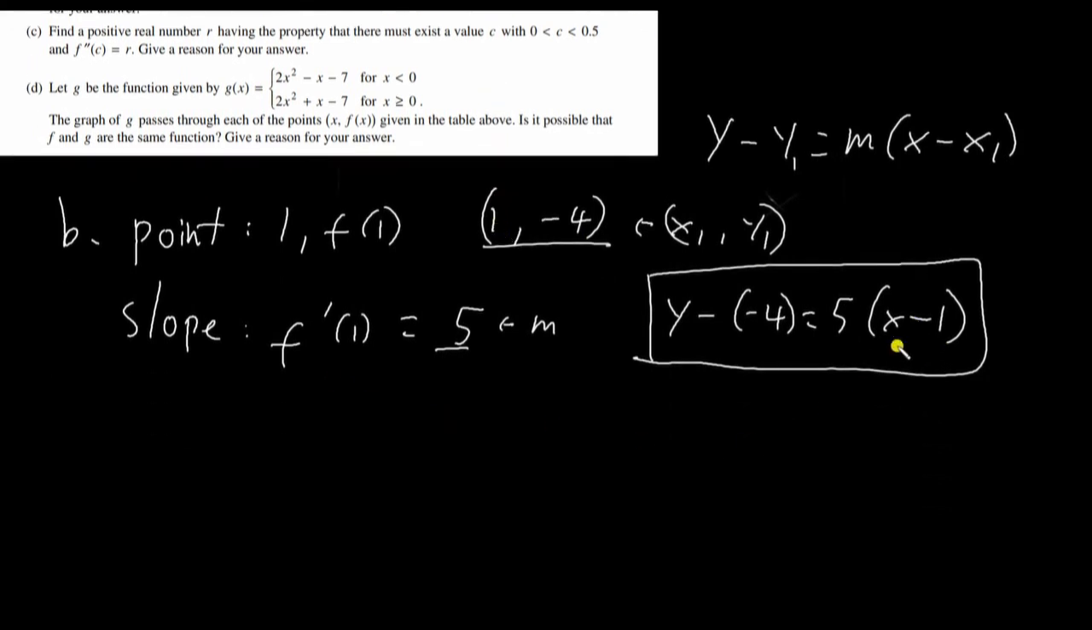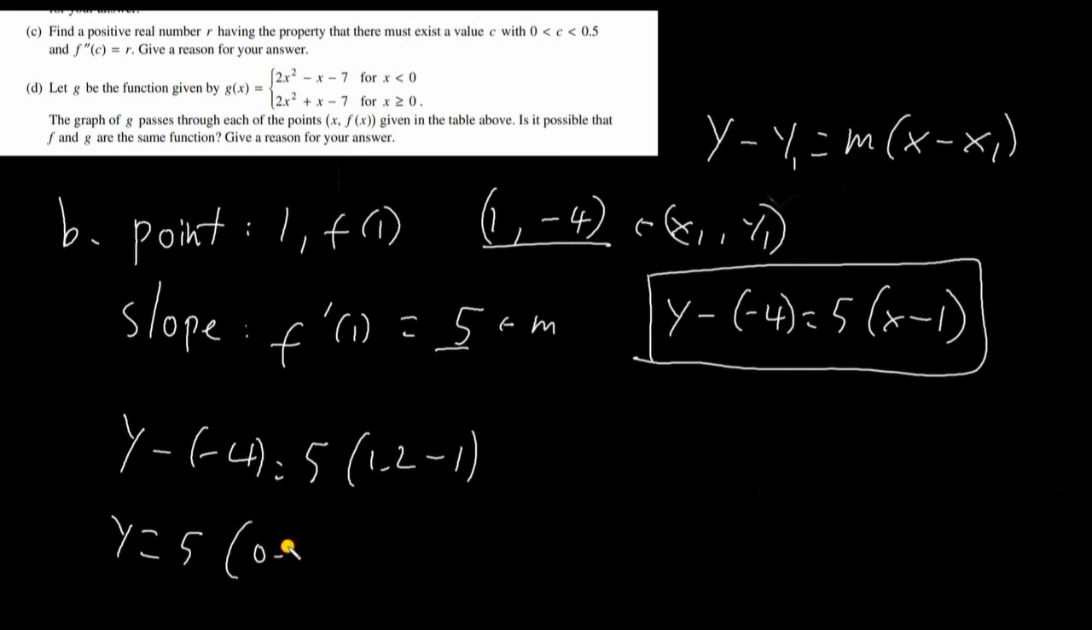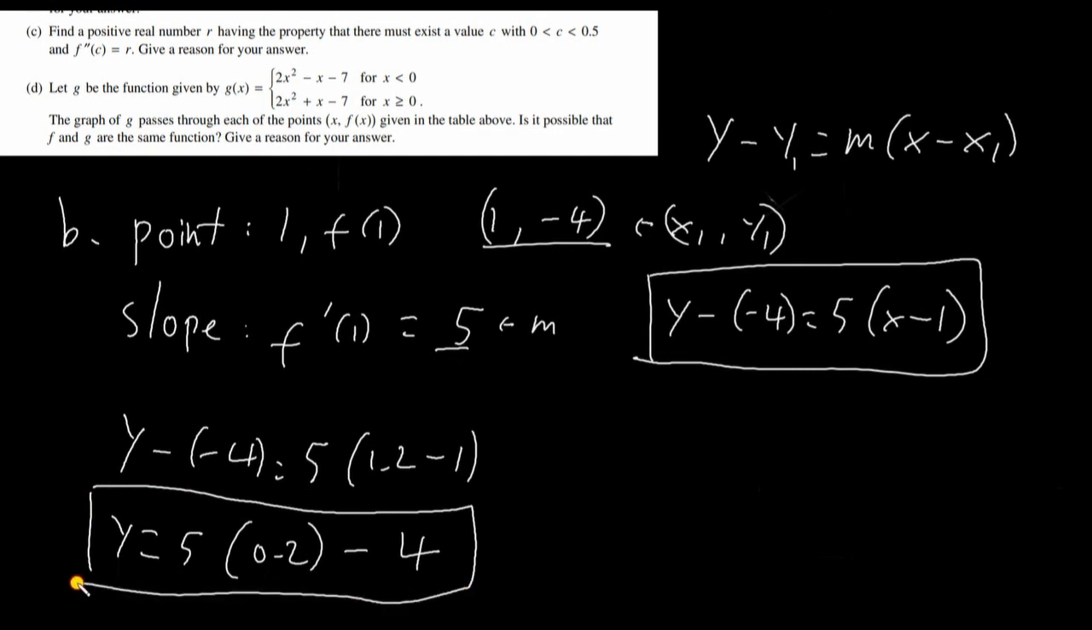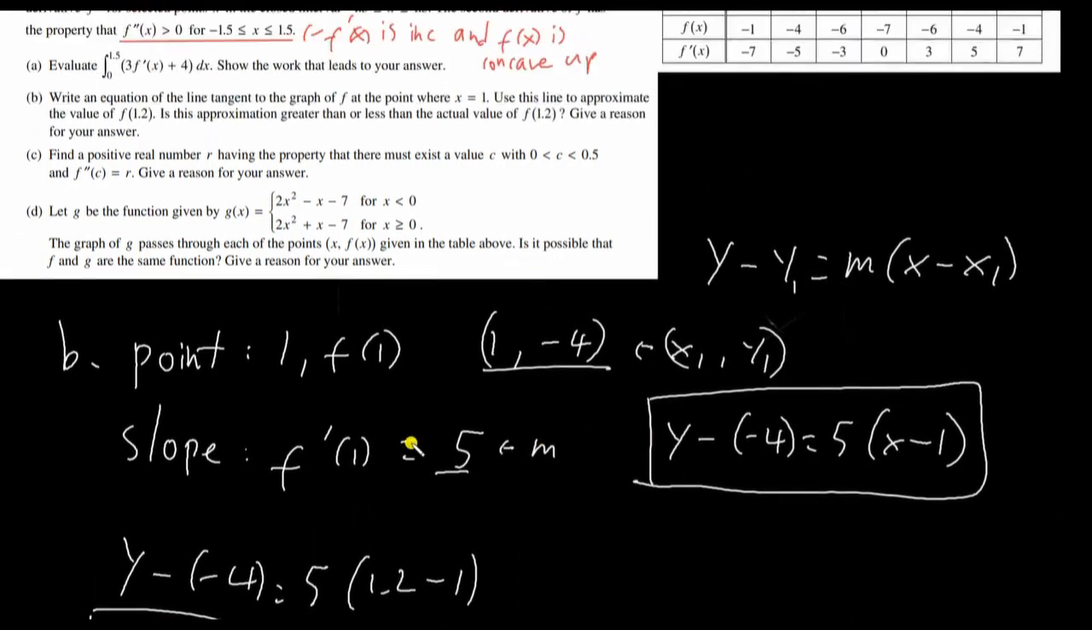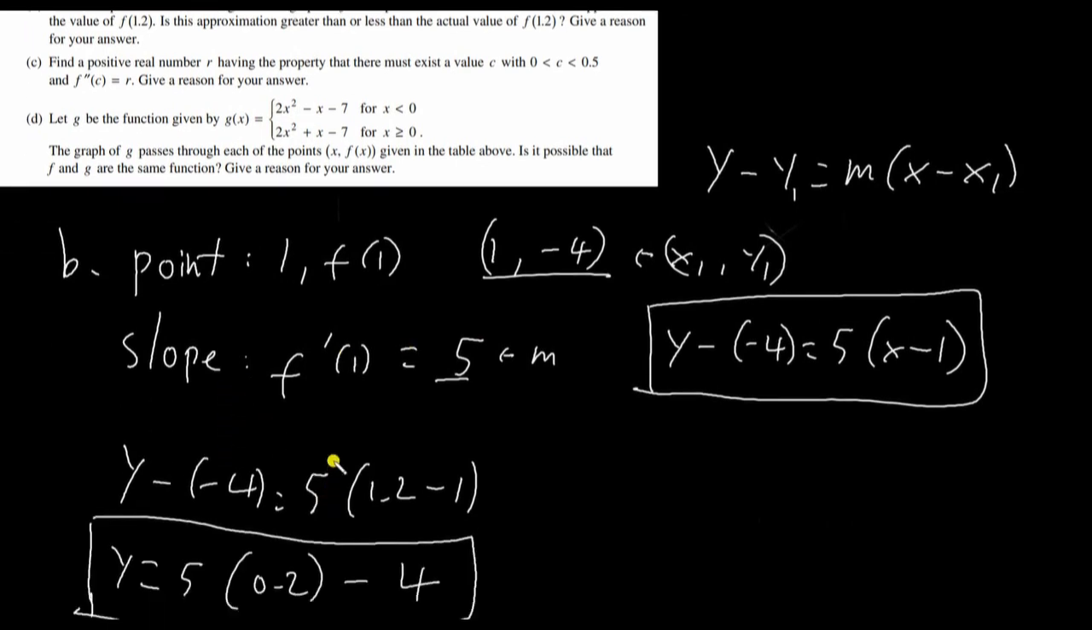So if we want to use this to approximate the value of f of 1.2, what that means is I'll just plug in 1.2 in for x here and see what y comes out to be. So y minus negative 4 is 5 times 1.2 minus 1. If I solve this for y, that'll give me y is equal to 5 times 0.2 minus 4. So this is my approximation for f of 1.2 using the local linear approximation method by first getting a tangent line and then plugging in the point that I want.